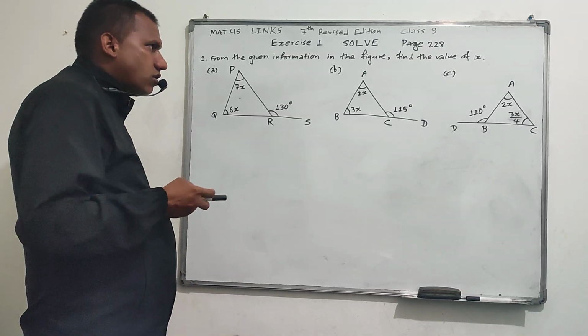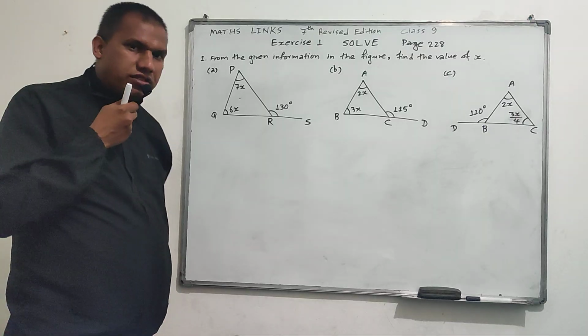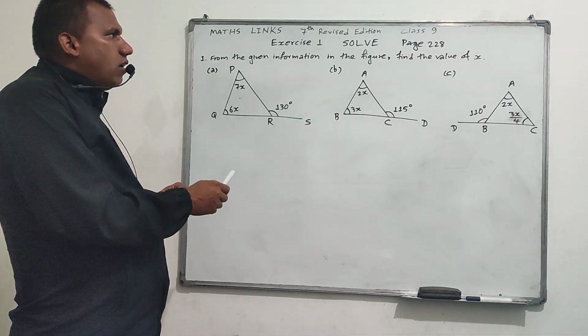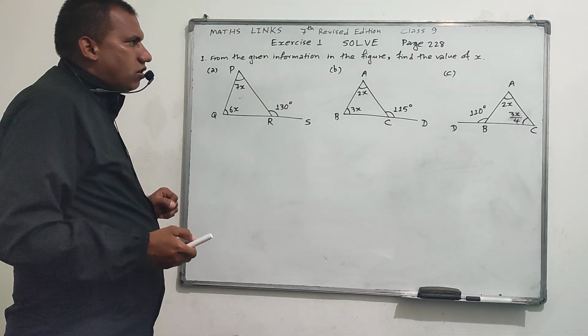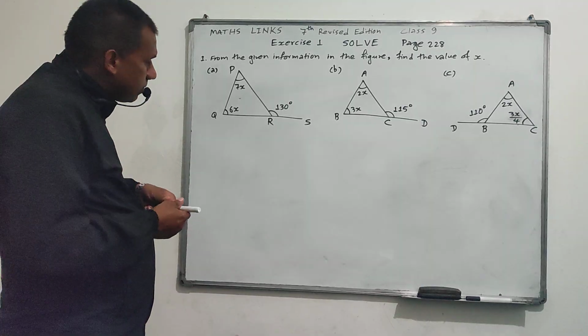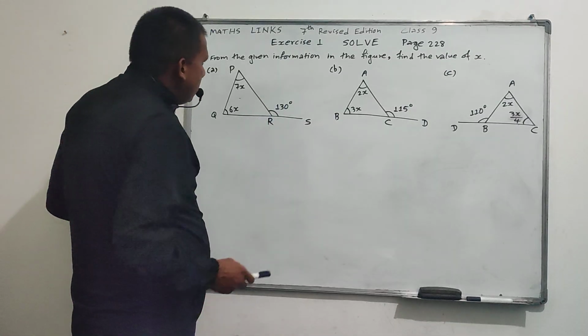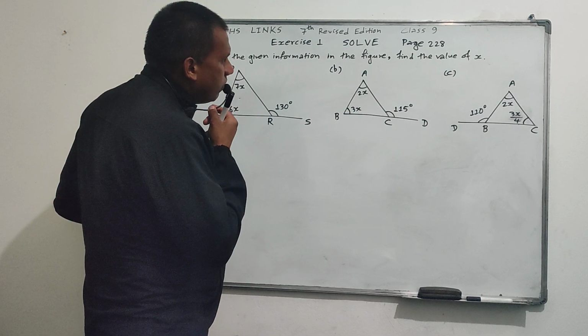Today we do some questions from Class 9, Math Links 7th revised edition, exercise 1, solve page 220. This topic is triangle. Question number 1. From the given information in the figure, find the value of x.